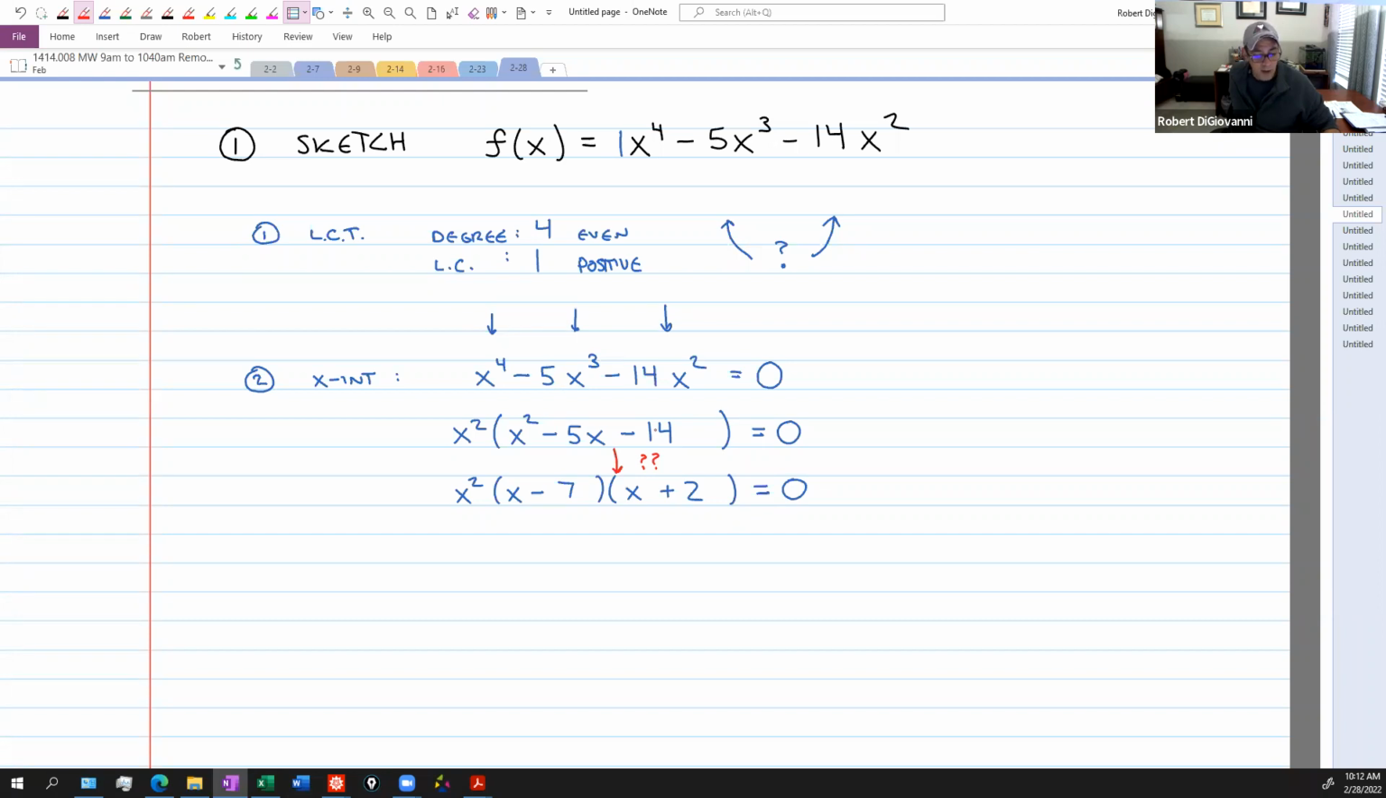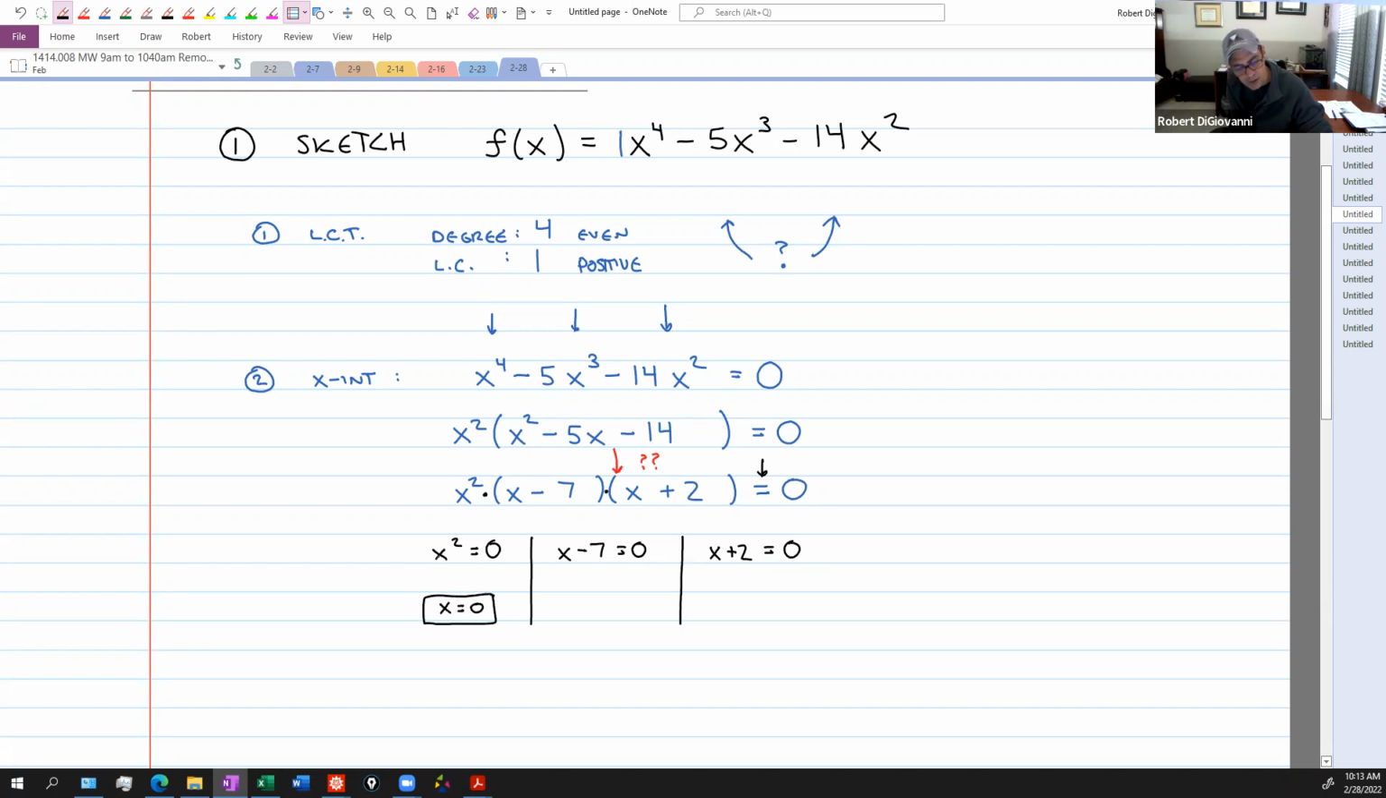Now, once I'm here factored, there's really nothing else I can factor, it's completely broken down. I have three things being multiplied together that all equal 0. So just as we did before, I'm going to set each of these factors equal to 0. Let's solve. This has a solution x equals 0.